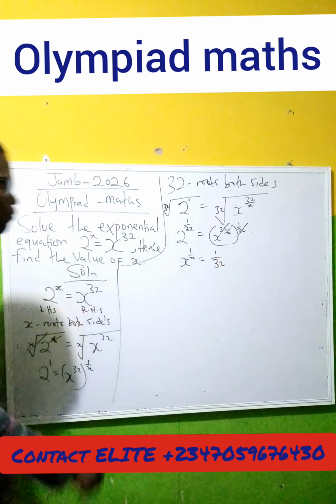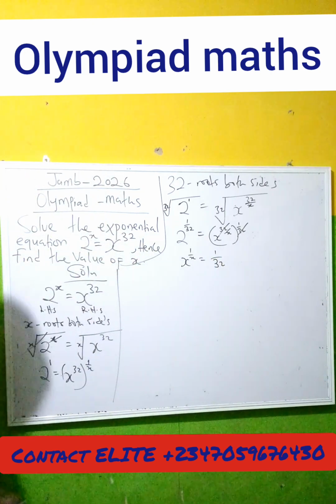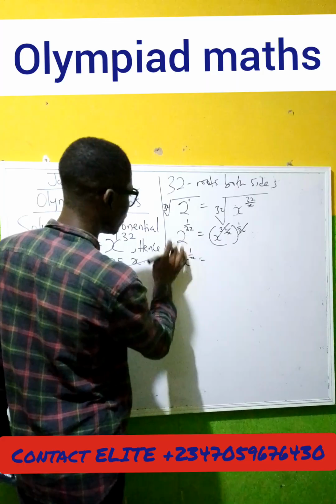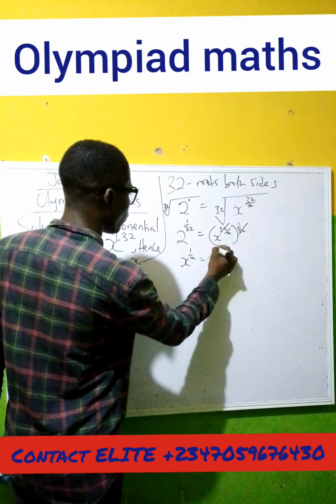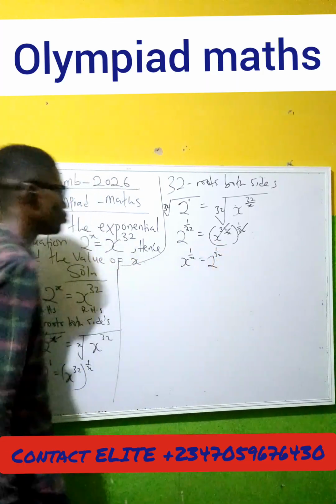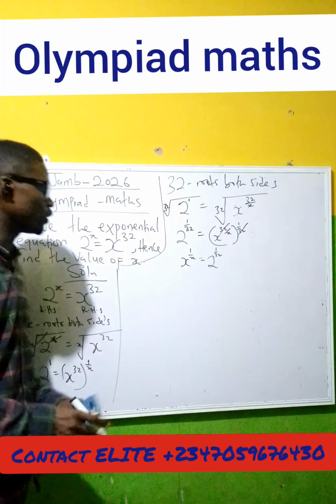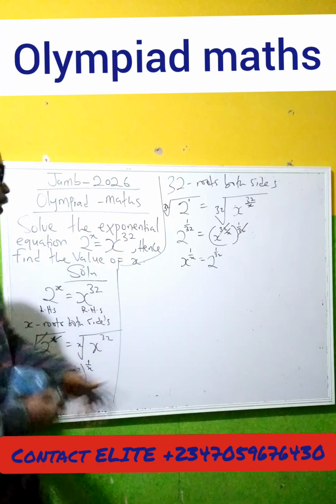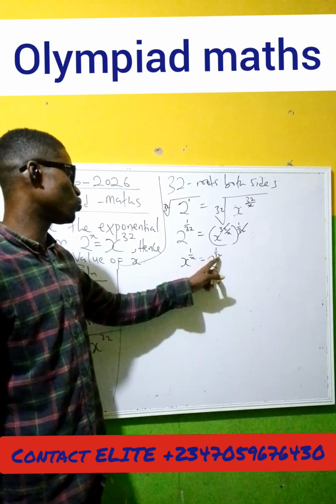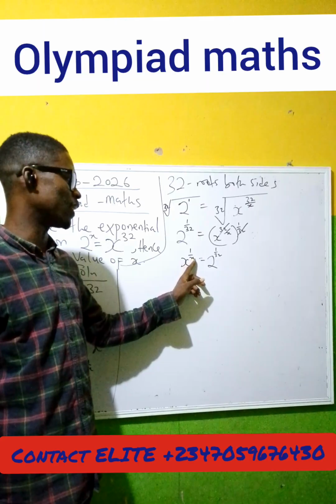32. At this junction, what do you do? Oh, there's a mistake here. Equals to 2 raised to power 1 over 32. At this junction, what do you do? The equation is balanced. You can see that this 32 here is not equal to this x here.